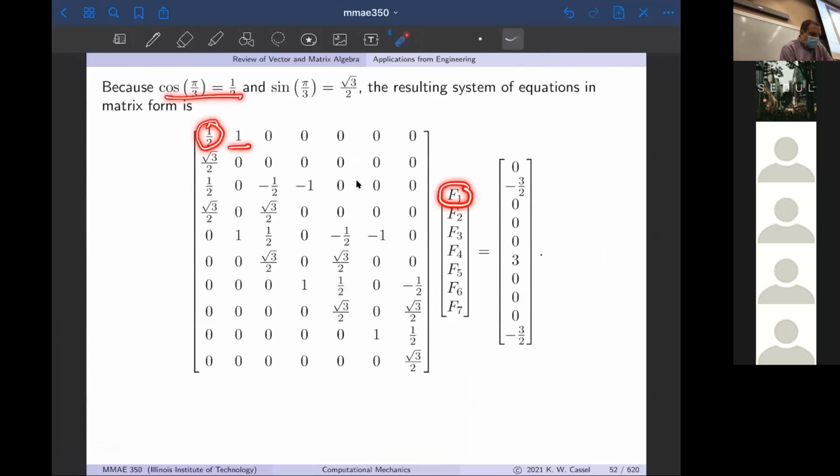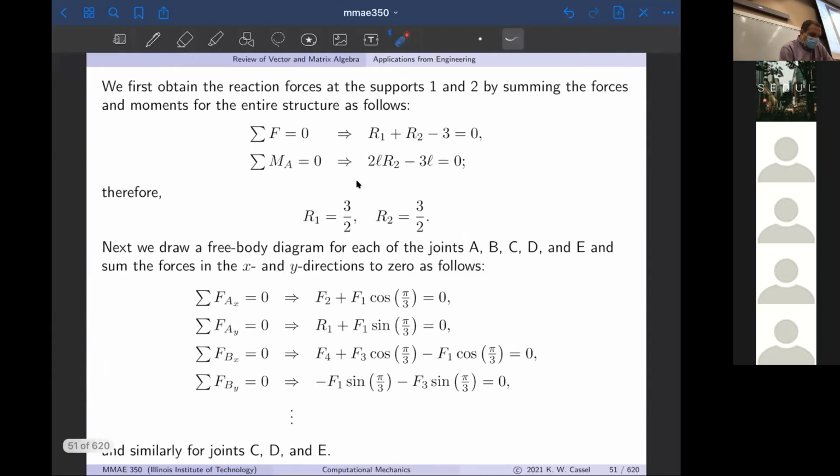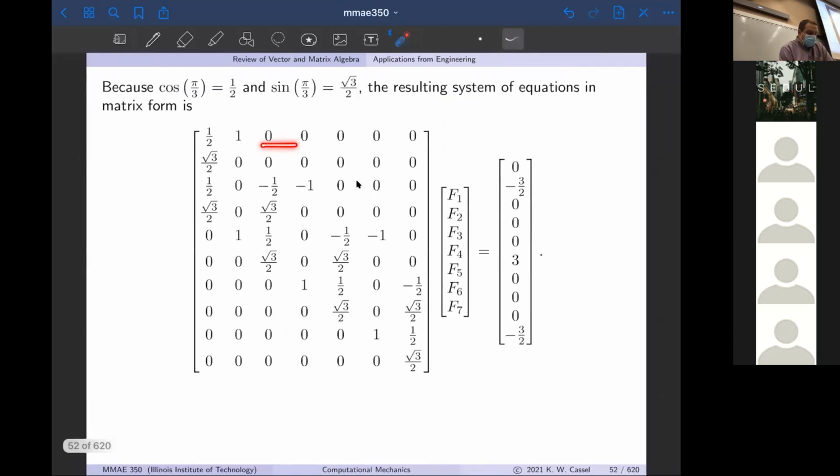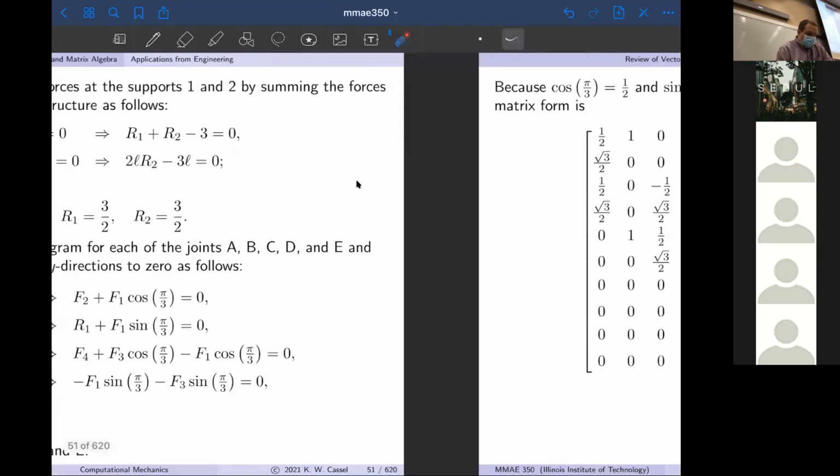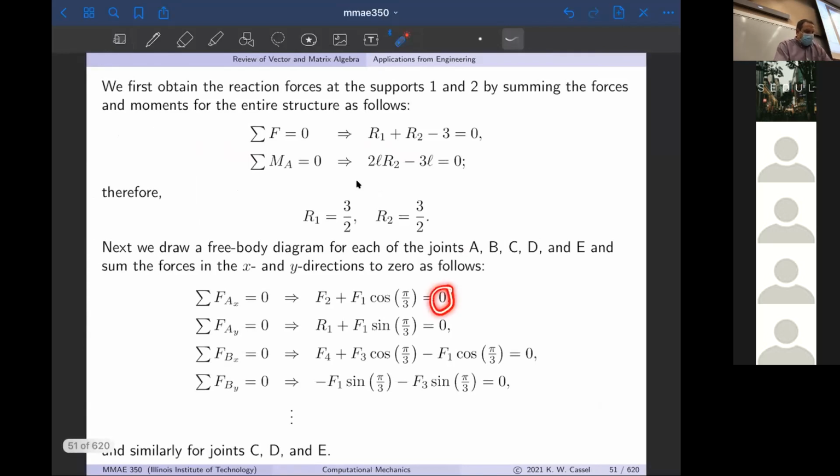And then the second element, that's the 1 coefficient here, times F2. And you'll notice in the first equation, there's no F3, there's no F4, there's no F5, 6, or 7. So those are all 0. So it's 1/2 times F1 plus 1 times F2 plus 0 times F3 plus 0 times F4 plus 0 times F5 plus 0 times F6 plus 0 times F7. And that is equal to 0, the right-hand side of my equation.